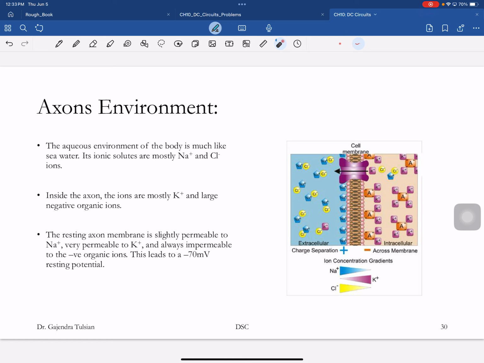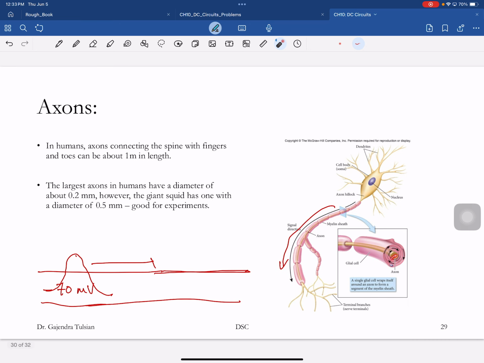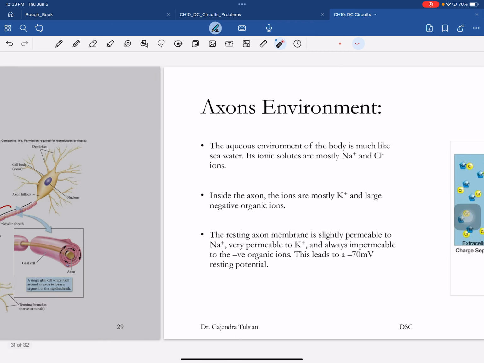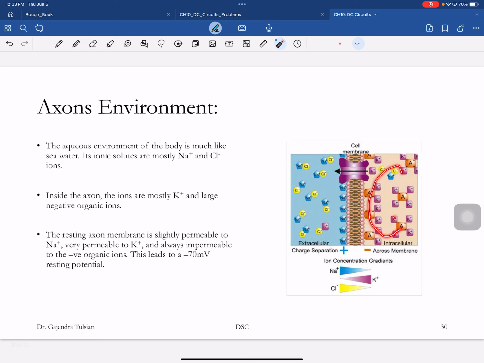So we'll come to that. I'll tell you a number that's kind of mind-blowing. So this is inside the neuron, inside the axon. Well, inside any cell, what you have is potassium ions and large negative ions. So this is what makes it neutral. And this is the cell wall. And this cell wall is permeable to potassium ions.